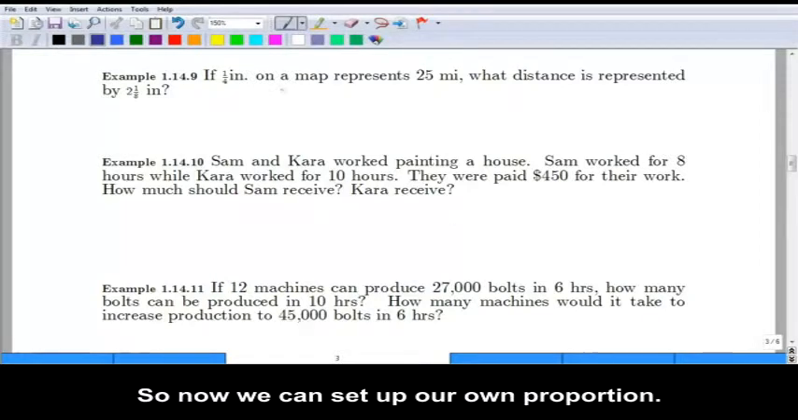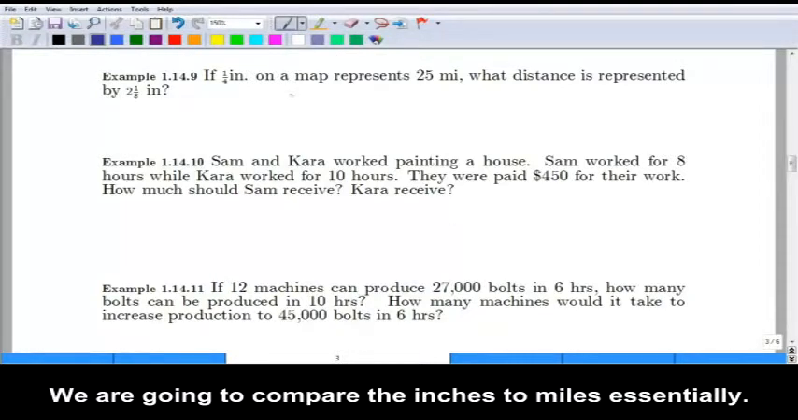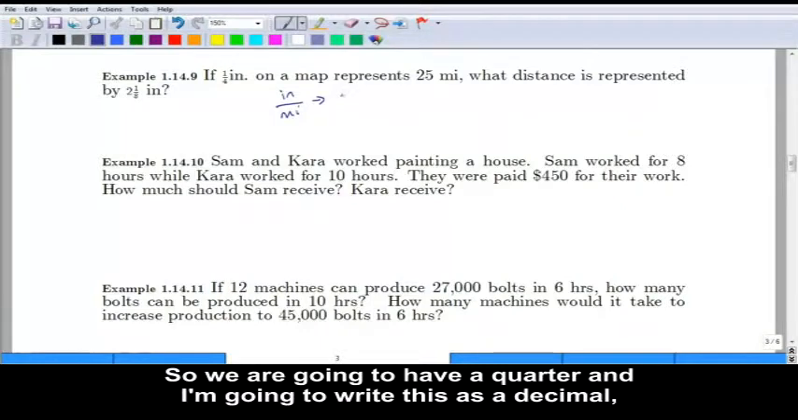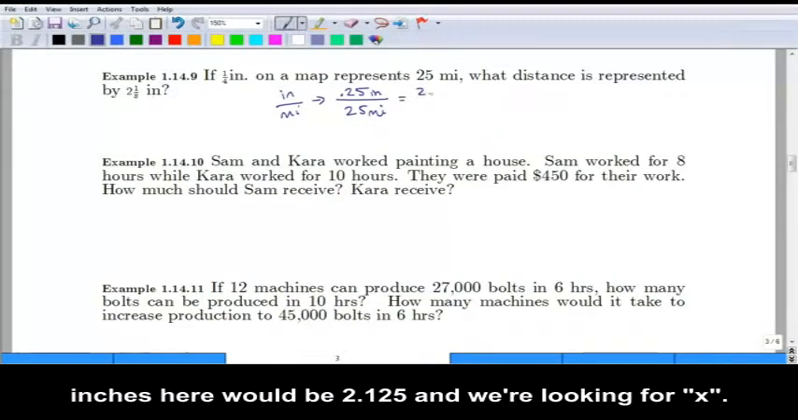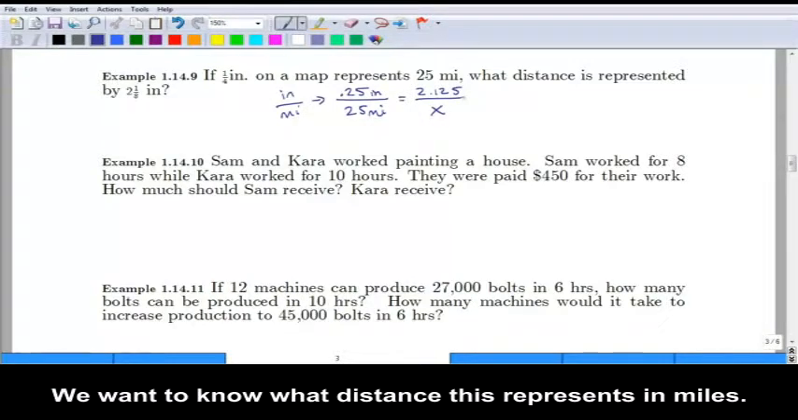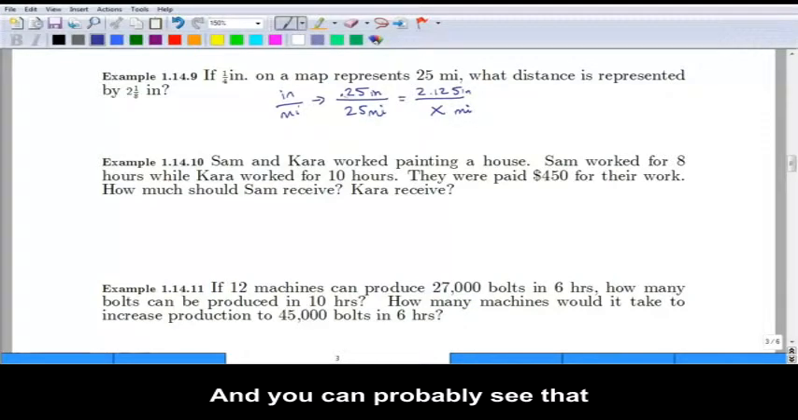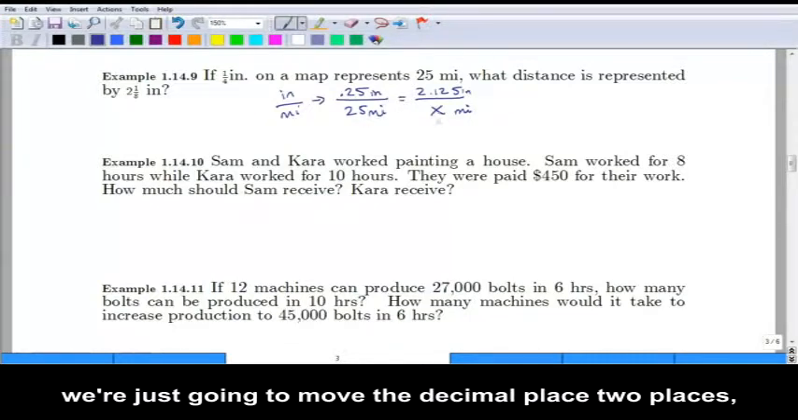So now we can set up our own proportion. We are going to compare the inches to miles, essentially. So we are going to have 1/4, and I'm going to write this as a decimal, 1/4 of an inch compared to 25 miles is equal to, well, inches here would be 2.125, and we're looking for x. We want to know what distance this represents in miles. And you could probably see that we're just going to move the decimal place 2 places, but let's check ourselves here.